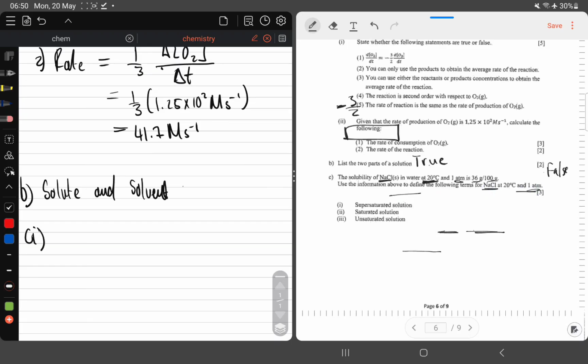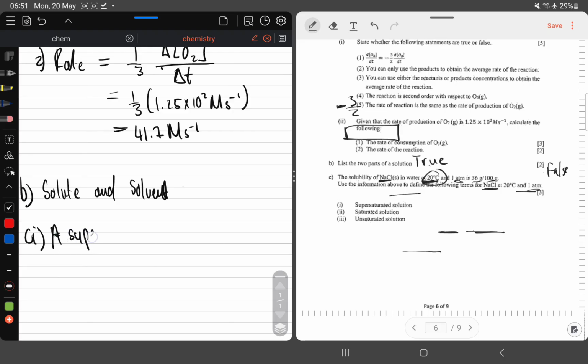Supersaturated solution. When we say we have a supersaturated solution, that means here you've been told the solubility at 20 degrees. For you to get a supersaturated solution, you'd have to tweak the conditions. You change some conditions, and by changing conditions, all of a sudden the solubility will increase, and then you get a supersaturated solution.